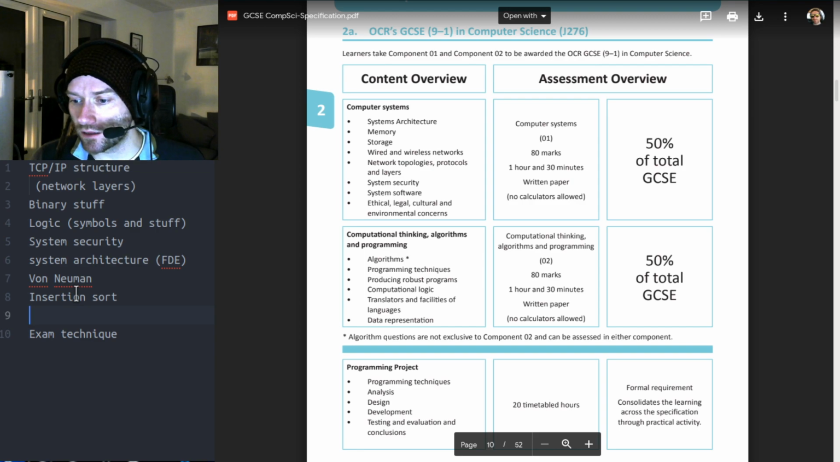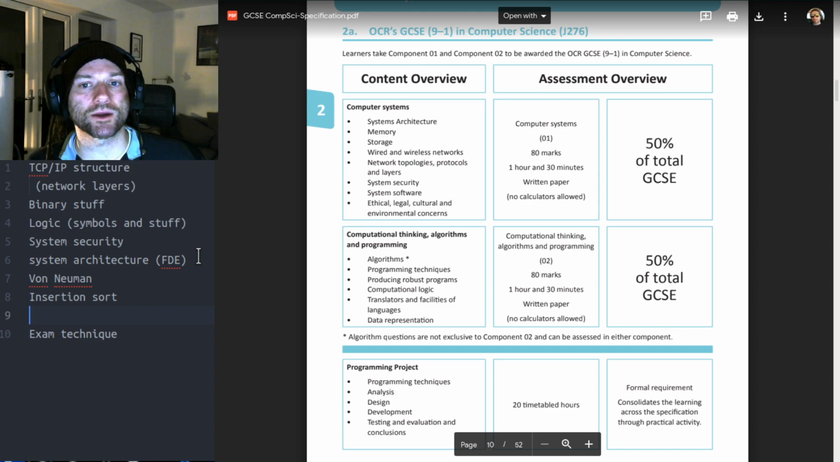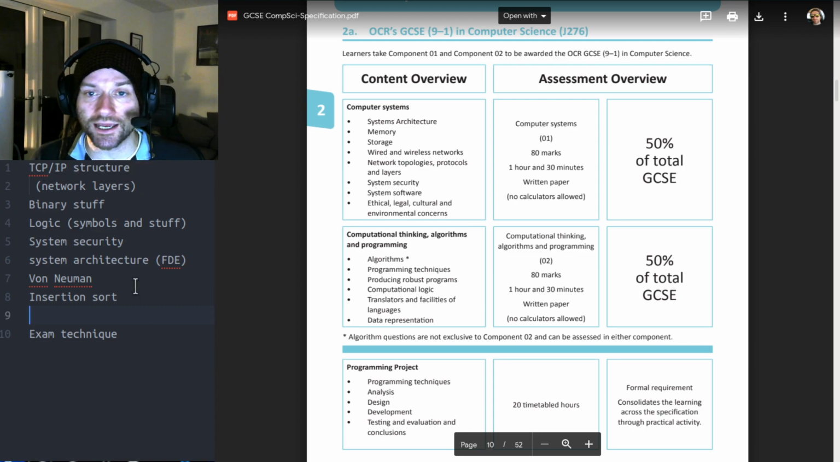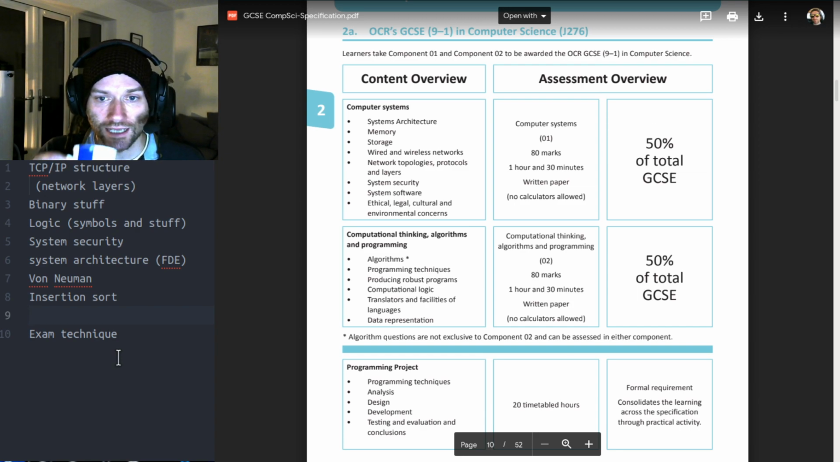From what I can tell, with the logic stuff, you just want to know the symbols. So we'll go through that. System security, I'm not entirely sure what you want to know about system security, but we can have a quick blast through that stuff. Systems architecture, we'll go over the fetch, decode, execute cycle. We'll look at the various registers and the structure of the von Neumann architecture. And then we will have a look at the insertion sort. And then at the end, I'll give you some techniques that will help you out in the exam.